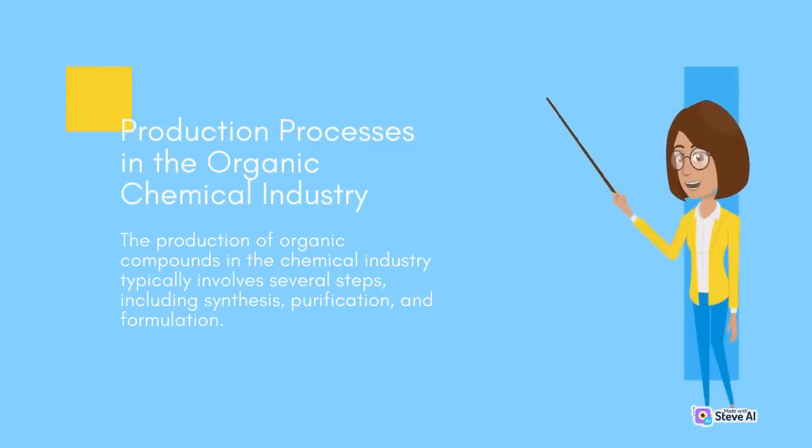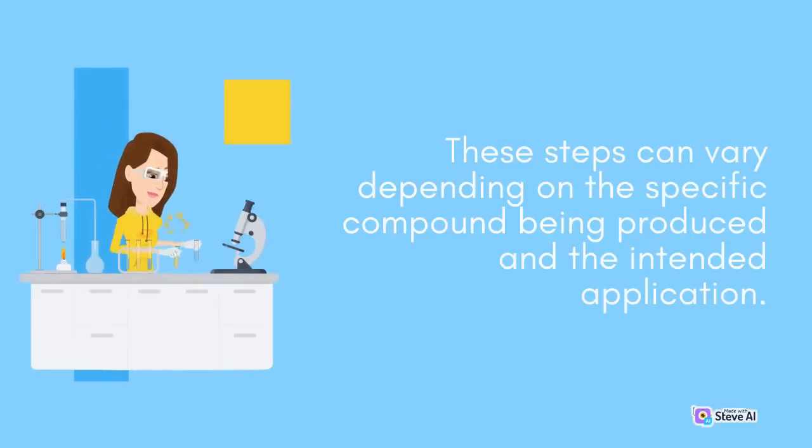Production processes in the organic chemical industry. The production of organic compounds in the chemical industry typically involves several steps, including synthesis, purification, and formulation. These steps can vary depending on the specific compound being produced and the intended application.